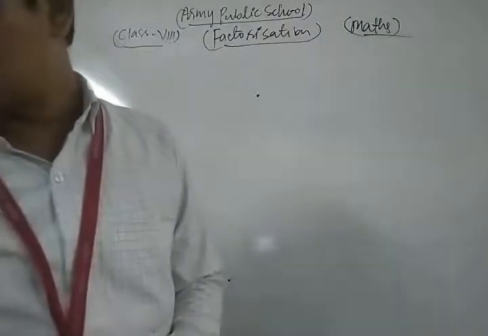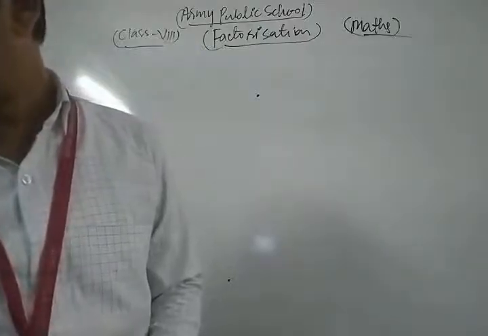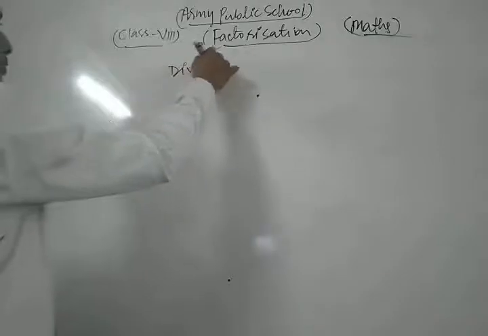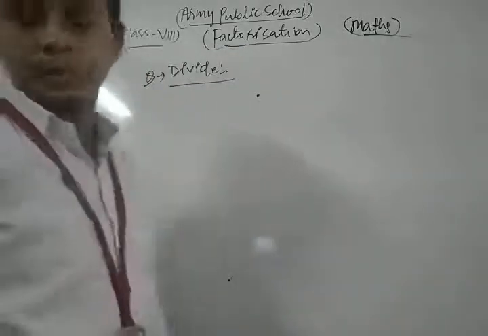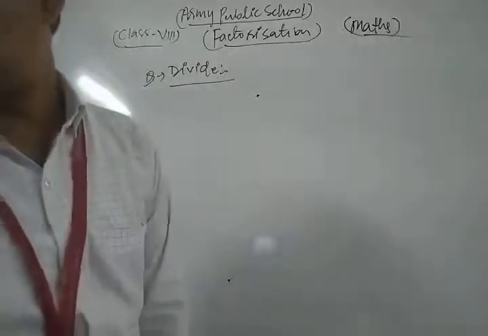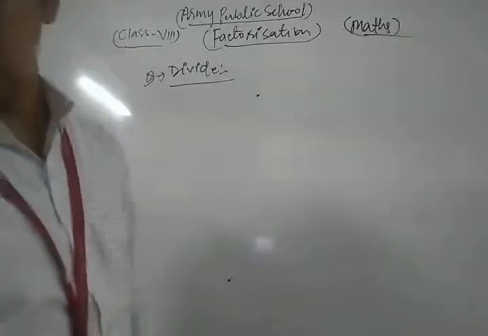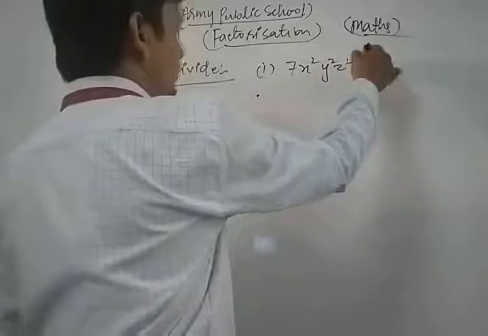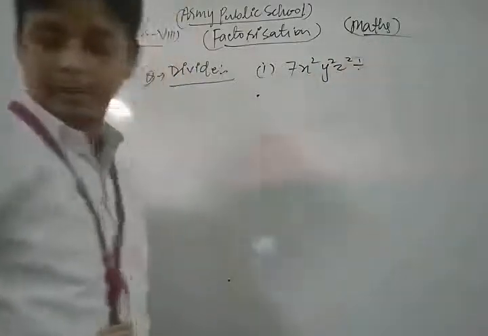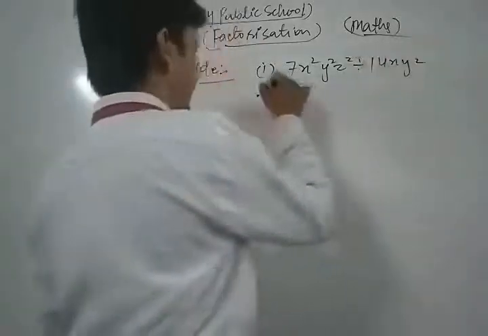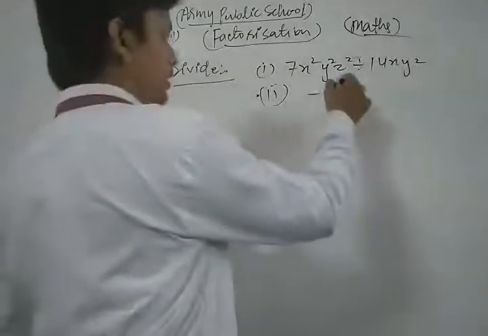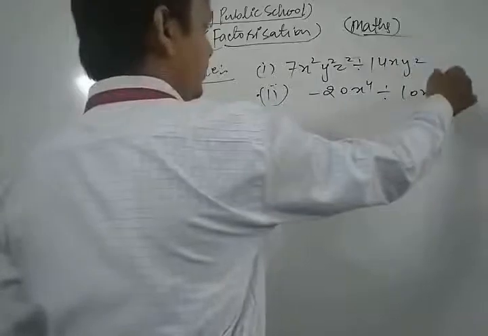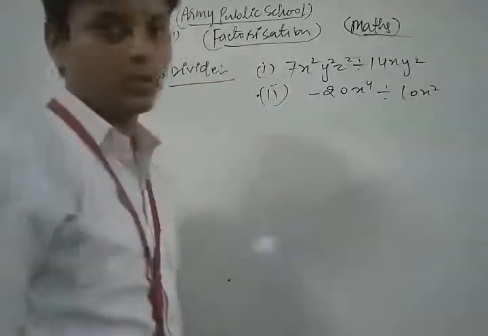Okay, now look, divide 7x square y square z square divided by 14xyz, and the second part of this question is minus 20 x to the power 4 divided by 10x square. Now let's take the solution.